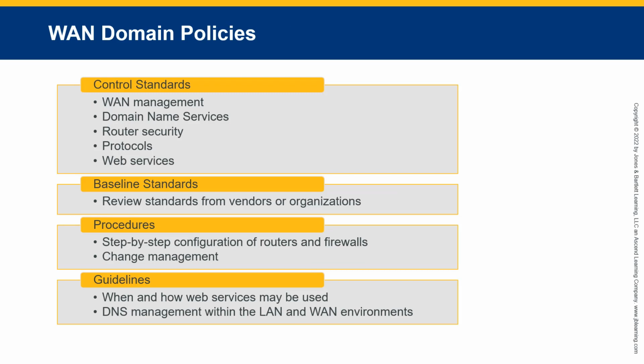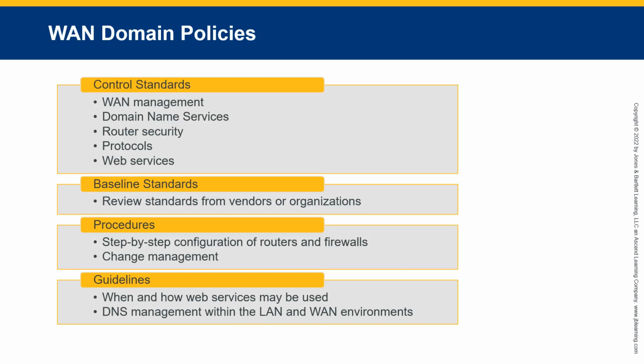WAN domain policies. Let's look at the control standards. What do you see in WAN-specific standards? They address WAN management, domain name system, DNS, router security, protocols, and web services. The standards might call out specific security requirements for WAN devices, such as routers, switches, and wireless devices.